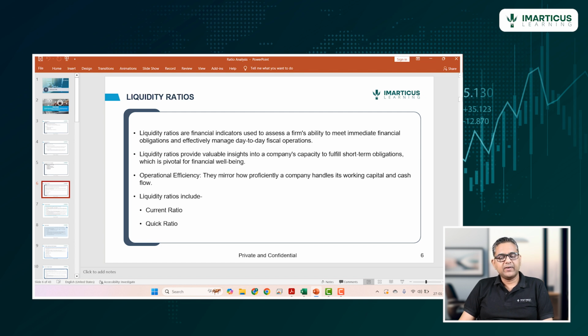Liquidity ratios provide valuable insights into a company's capacity to fulfill short term obligations, which is pivotal for financial well being. Operational efficiency, they mirror how proficiently a company handles its working capital and cash flow. Liquidity ratios include current ratio and quick ratio. So primarily within liquidity ratios, we have current ratio and quick ratio.